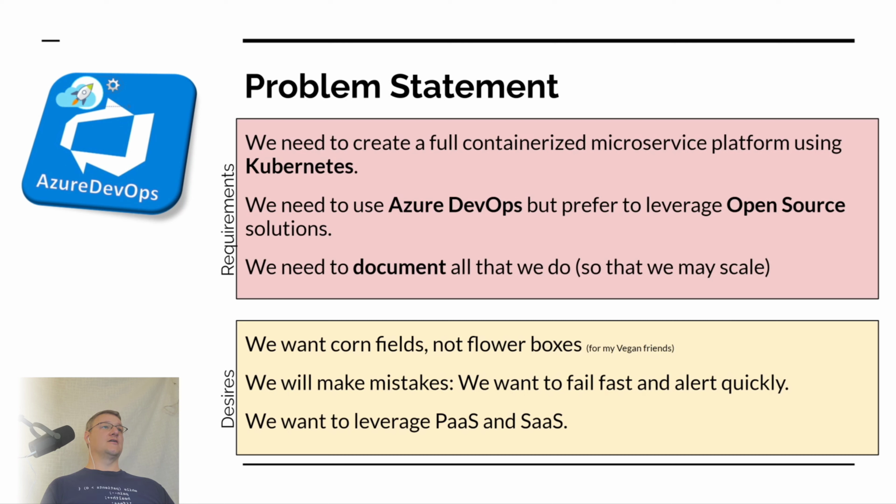The requirements are, we need to create a fully containerized microservice platform using Kubernetes. We need to use Azure DevOps, but prefer to use open source solutions whenever possible. And we also need to document all that we do. That way we can scale.